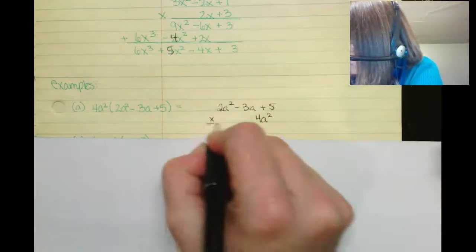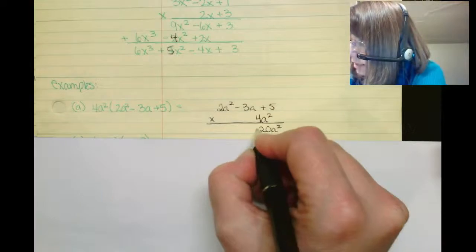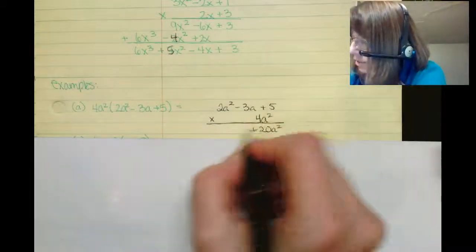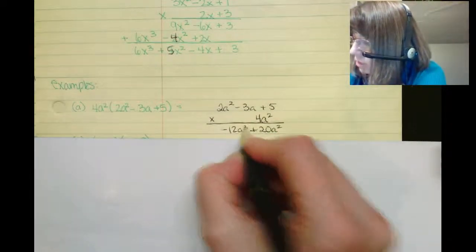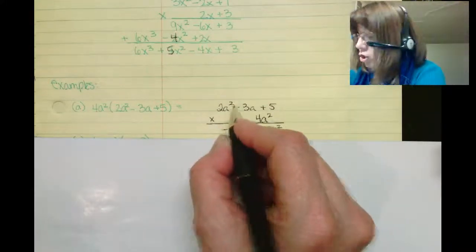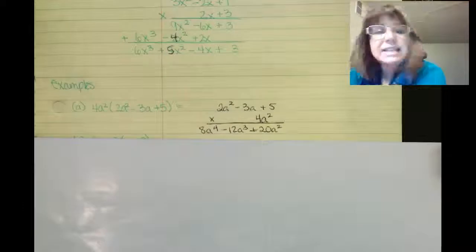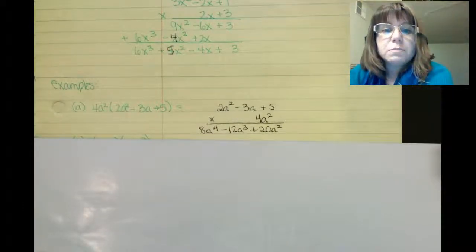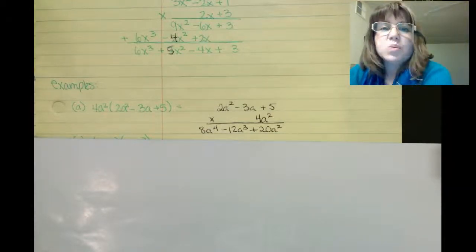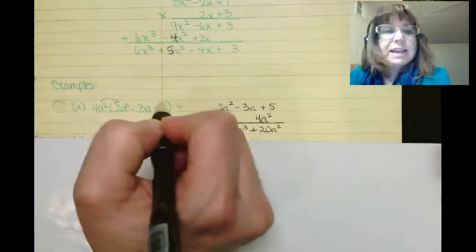4a squared. 4a squared times 5 is 20a squared, and that's positive. 4a squared times negative 3a is going to be negative 12a cubed. 4a squared times 2a squared is going to be 8a to the 4th. So my final answer is 8a to the 4th minus 12a cubed plus 20a squared. It also depends on what the problem is, which one you might want to use. Maybe you just see this as distributing the 4a squared across.